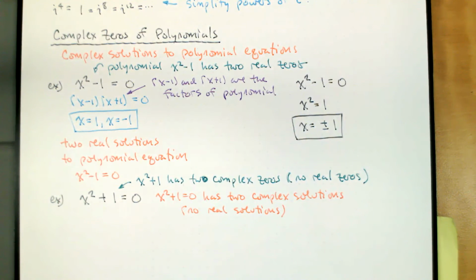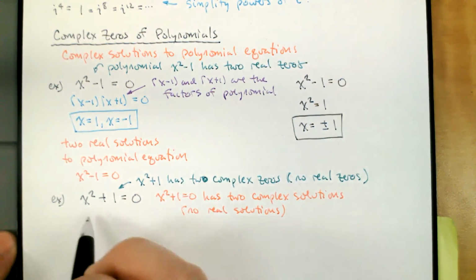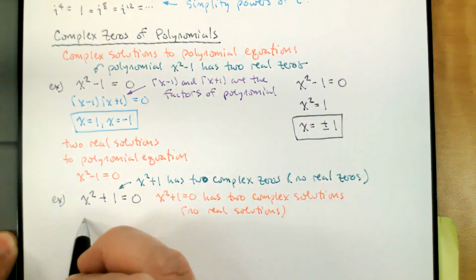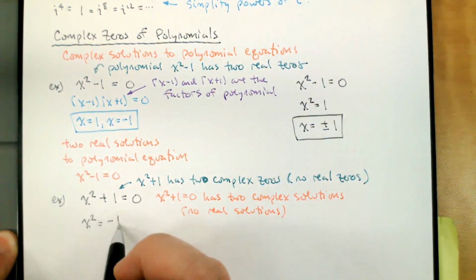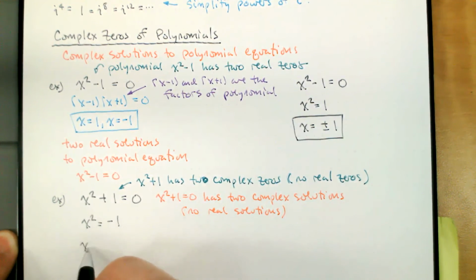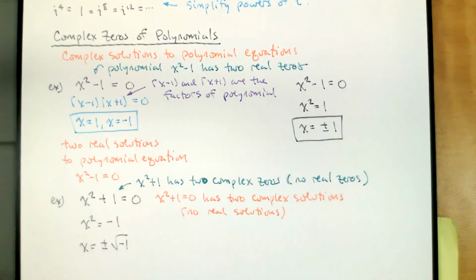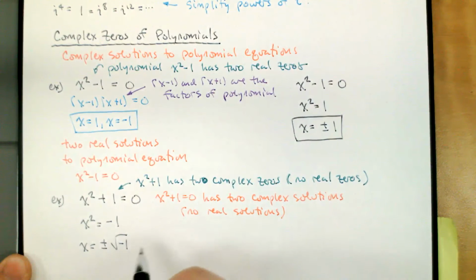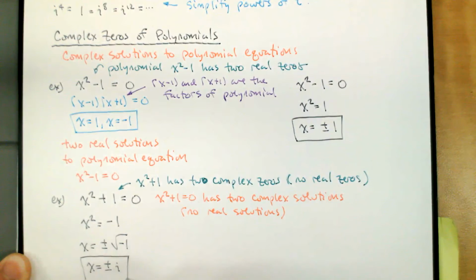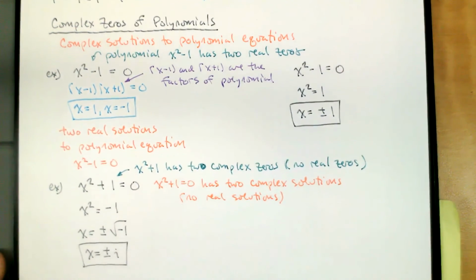But let's solve by doing inverse operations in reverse order. I can subtract 1 from both sides. Then I can take the square root. And so x will be plus or minus the square root of -1. And that means x is plus or minus i, because i is the square root of -1. It's bad grammar. I am the square root of -1.